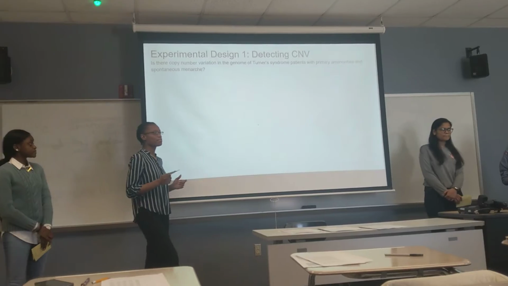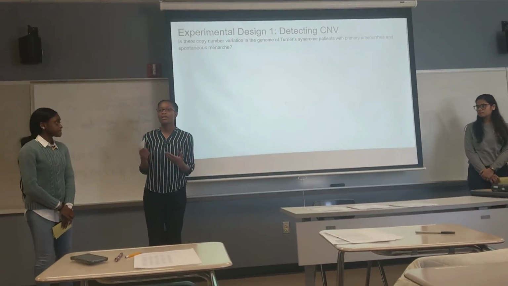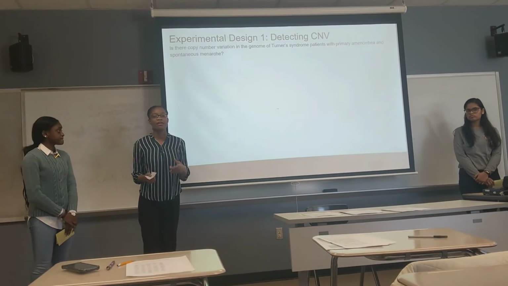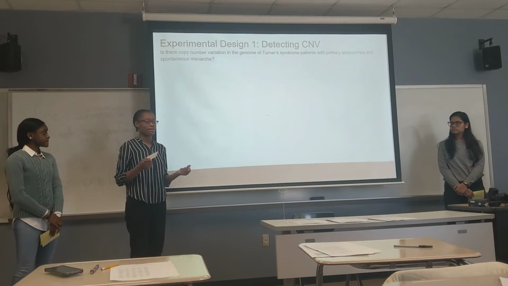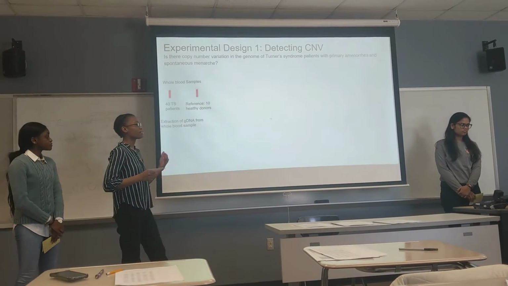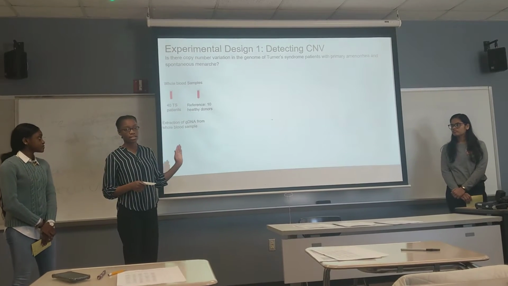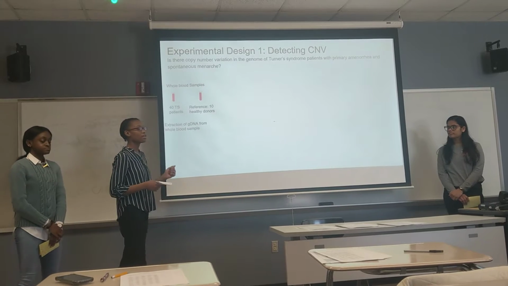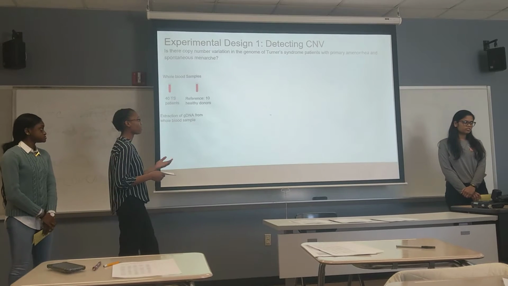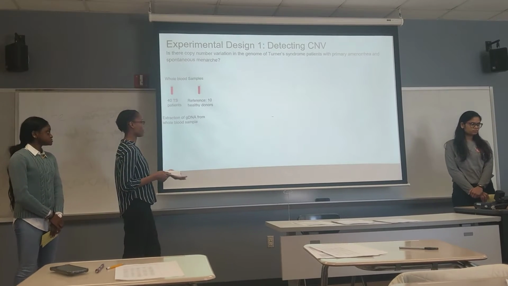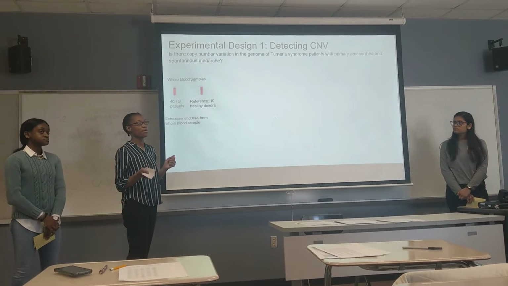Okay, so the first experimental design of this paper set out to find out if there is copy number variation in the genome of Turner syndrome patients with primary amenorrhea and spontaneous menarche. So the first thing they did was to collect whole blood samples from all 40 Turner syndrome patients that were included in the study, and also collect whole blood samples from 10 healthy donor persons. And from these whole blood samples, the genomic DNA was extracted.